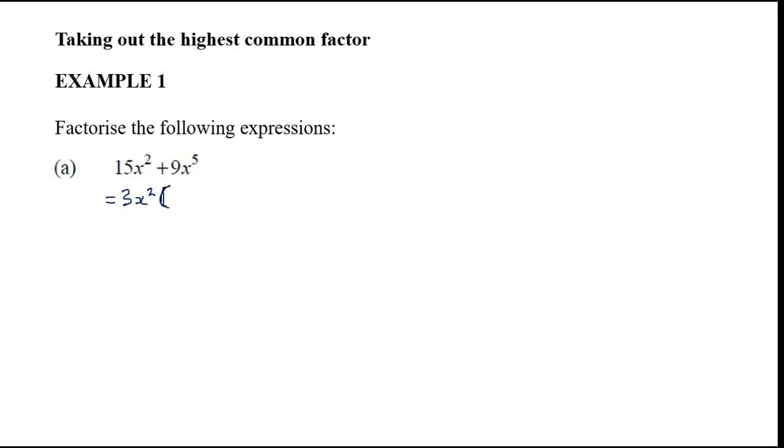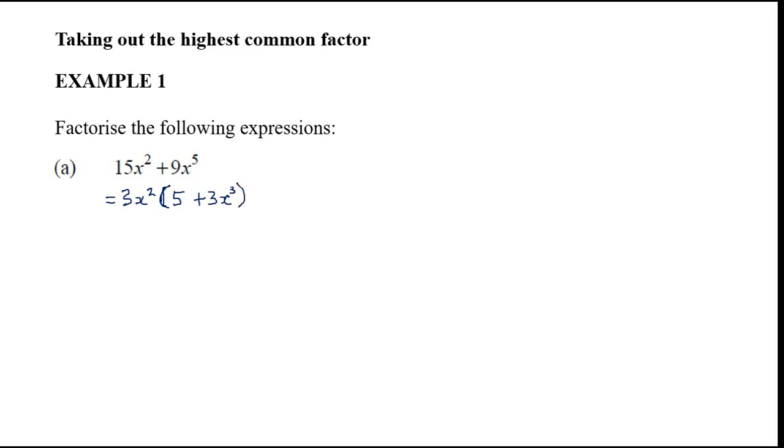Now we open a bracket, and ask, how many times can 3 go into 15? That is 5. x squared divided by x squared cancels out, so there's nothing to write there. Then put a plus sign because there's a plus sign there. Now, how many times can 3 go into 9? That is 3 times, so we write 3. Then x to the power 5 divided by x to the power of 2. Remember, you subtract the exponents when dividing, so it becomes x to the power of 5 minus 2, which is 3. And then it's factorized.